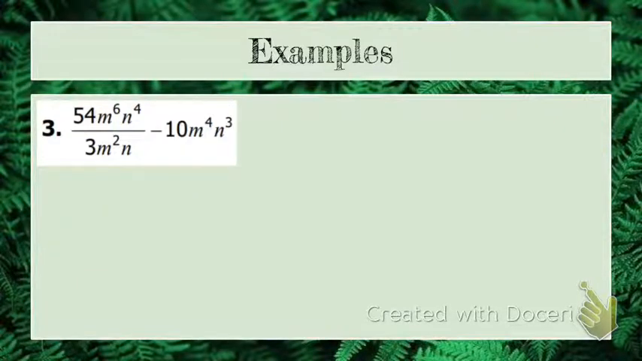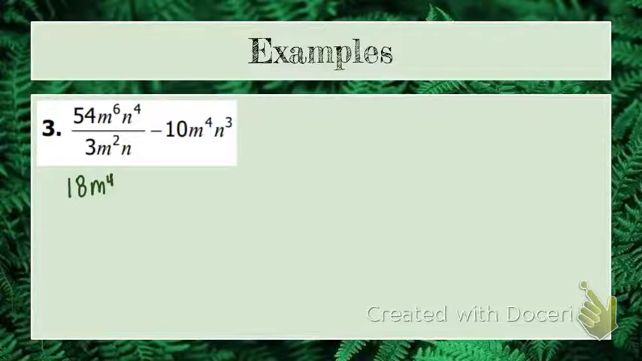Let's look at number 3. It's got some quotients on it, some division. The first thing we want to do is simplify this fraction. So again, we're just kind of taking it piece by piece. 54 divided by 3 is 18. m to the 6th divided by m squared. Remember, we subtract the exponents. That's going to give us m to the 4th.